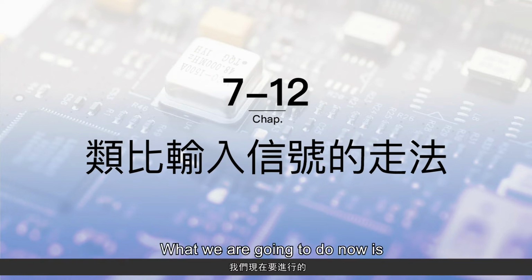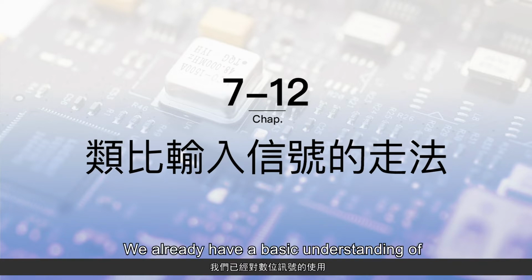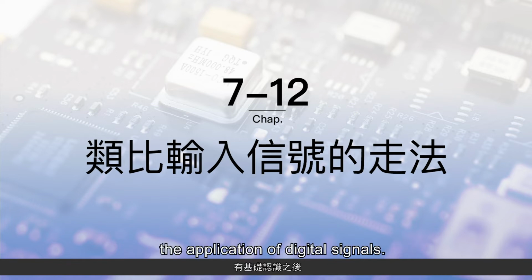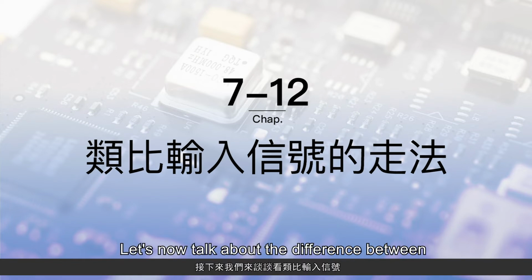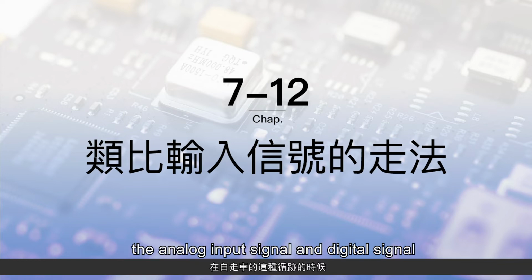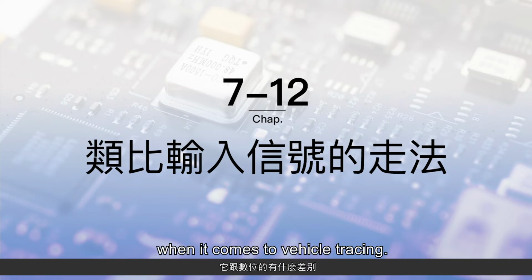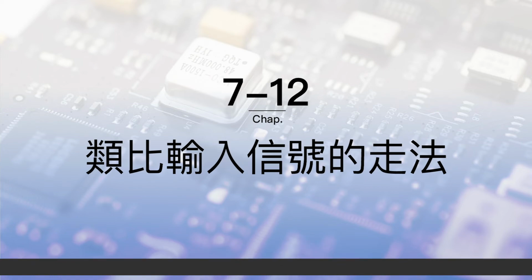Hello everyone, what we are going to do now is the analog input signal. We already have a basic understanding of the application of digital signals. Let's now talk about the difference between the analog input signal and digital signal when it comes to vehicle tracing. Let's have a look.